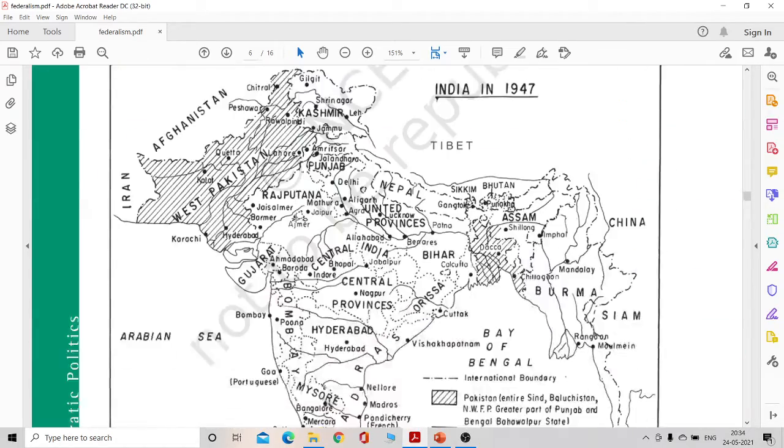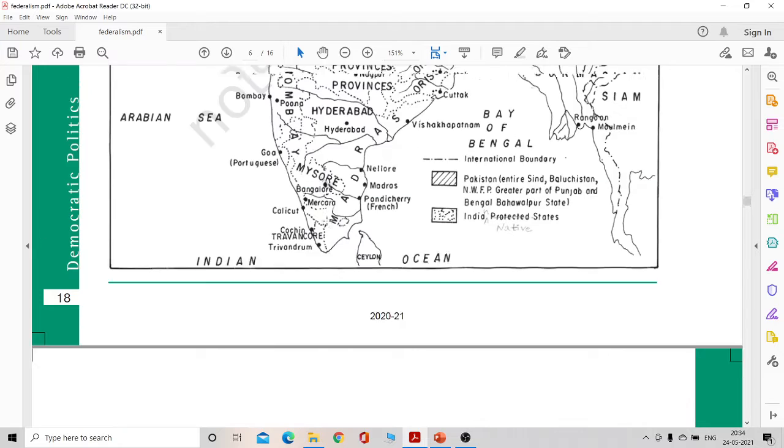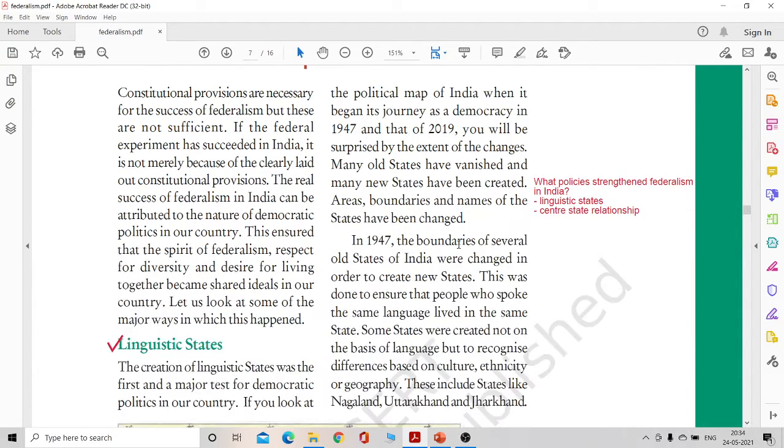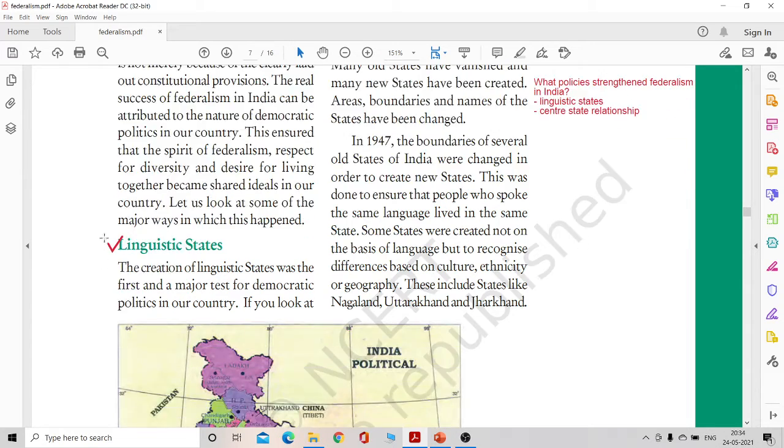Now coming further down, a very important question that is asked. Now this comes as a 5-marker. What policies strengthen federalism in India? So here you have to mention the language policy, how the linguistic states have been made, and the center-state relationship. So it is already given here. You can see that I have given a tick mark.